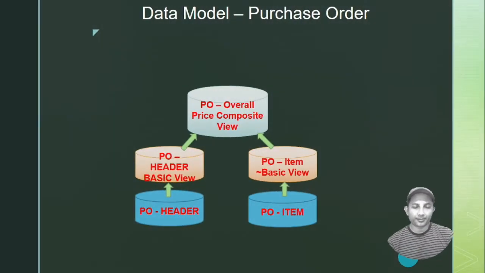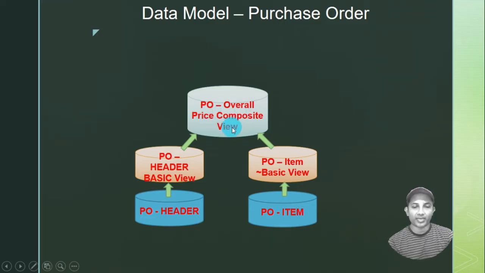So this is a very simple data model that I could think of, where the lower two are the tables, normal database tables. One is the PO header, the other one is the PO item, and I have created a basic view called PO header, similarly a purchase order items view, and finally I created a composite view on top of both CDS views, and I'm calling it purchase order overall price. It's a composite view actually.